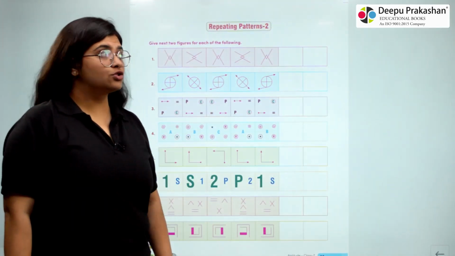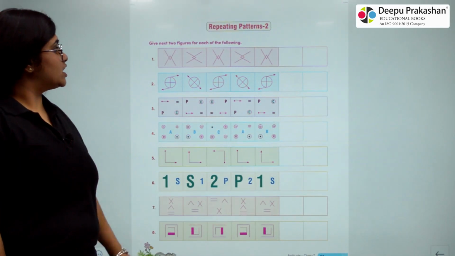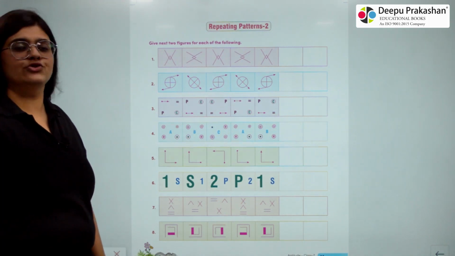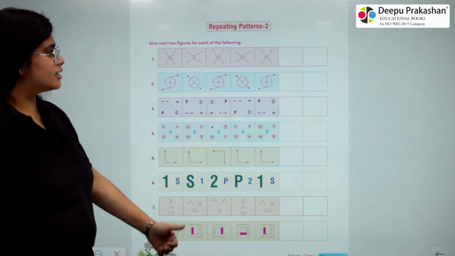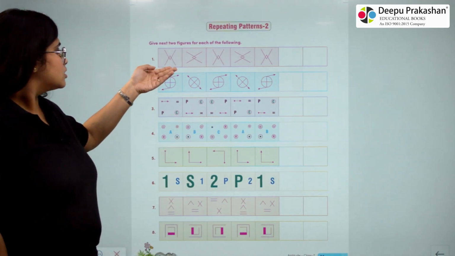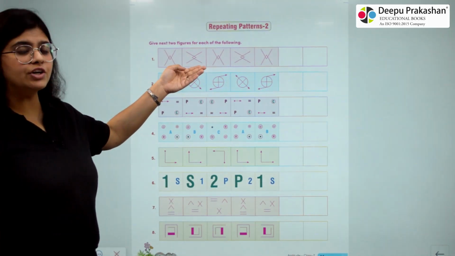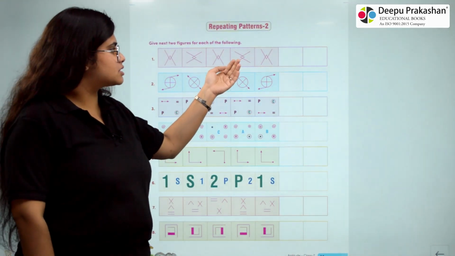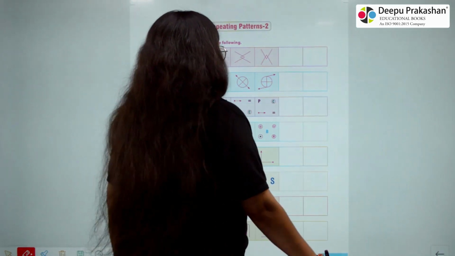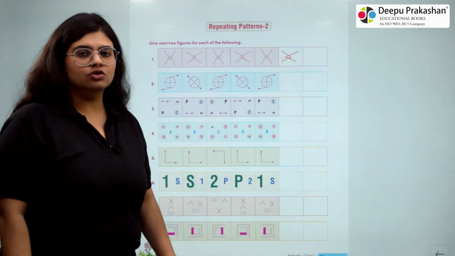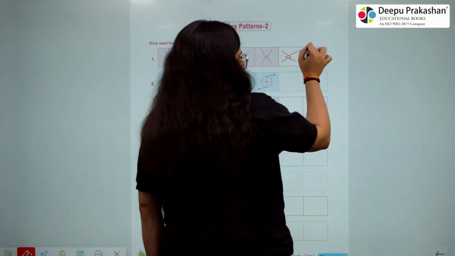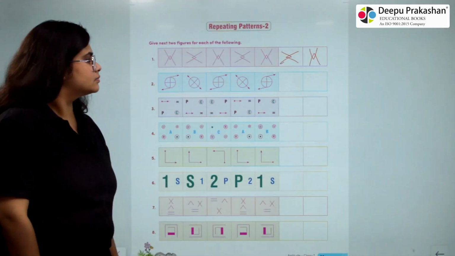Repeating patterns 2. Give the next two figures for each of the following. 1. So here we are getting a repeated image again. This one is shifted to this, then again the first one, then second, then first. So here the second one will come. So after that again the first figure will come.